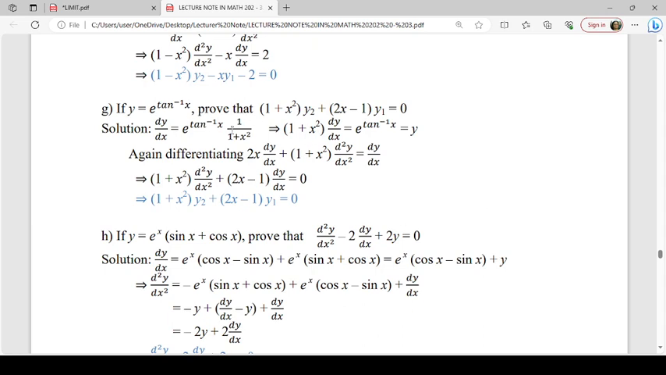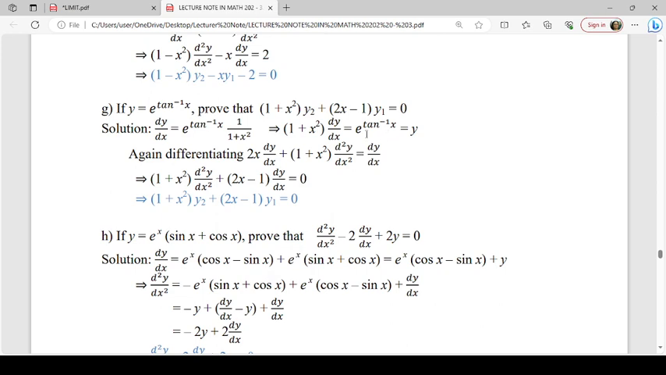So a to the power tan inverse x into 1 by 1 plus x square, then 1 plus x square into dy/dx. It is e to the power tan inverse x is equal to y. Then we differentiate, because y2 means it is d2y/dx2. So we need to find the second order derivative.